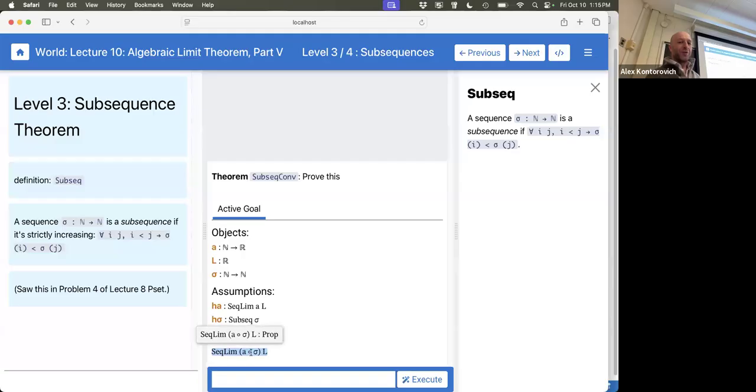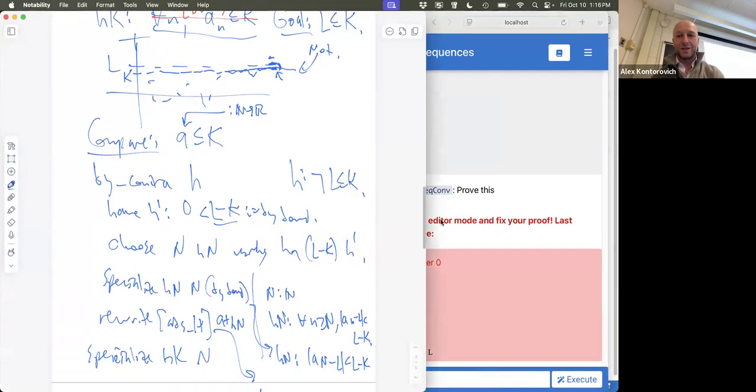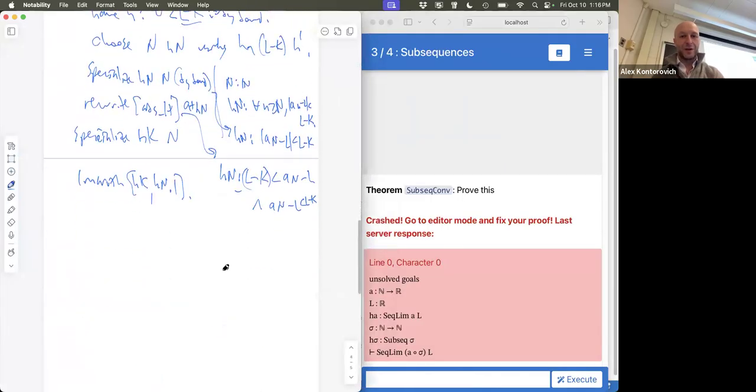And now our goal is to prove that if you take not the original sequence, but the sequence A composed with sigma, it still has the same limit. All right, so let's think about this. Let me write it down and let's think about it. Let me slide this all the way over. Let's write it down and think about it. So here's our claim.